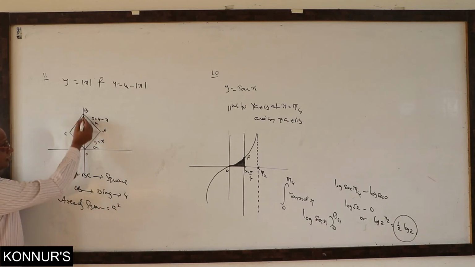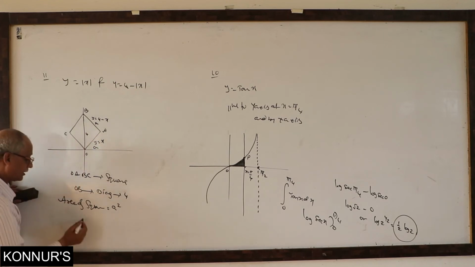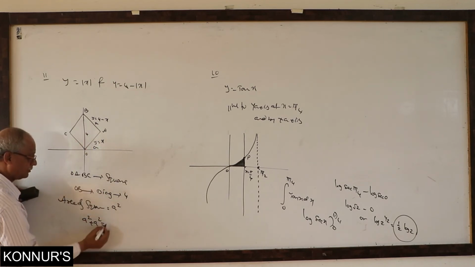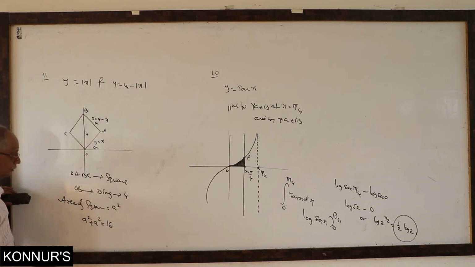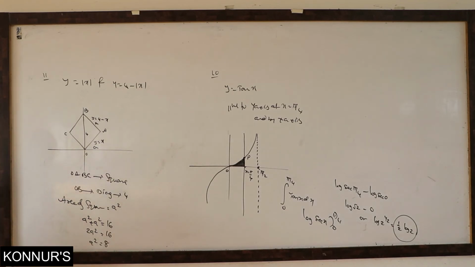But this is a right angle triangle. By Pythagoras rule, A square plus A square must be 4 square. 2A square is 16. A square is how much? 8. Answer over. No limits, no function, no integration. Purely coordinate geometry. Hence the answer must be 8 units.